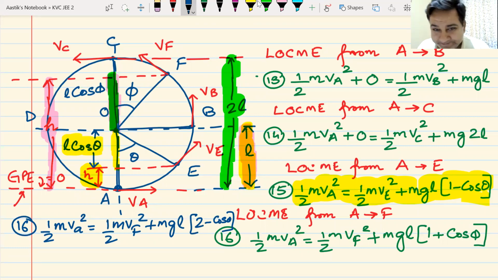Is it correct? From the green one, I have to take out this one. Have I done it correctly? No, I have not done it correctly.